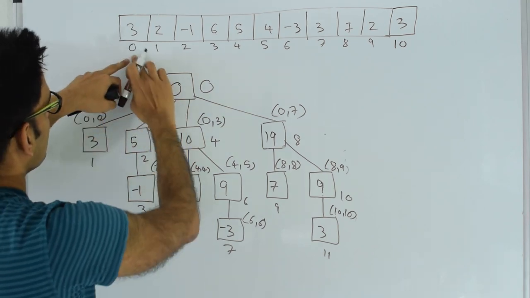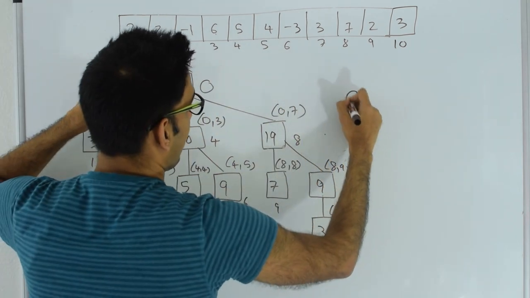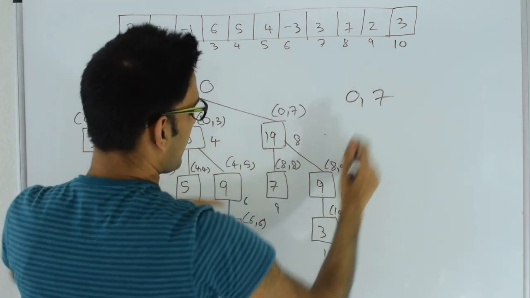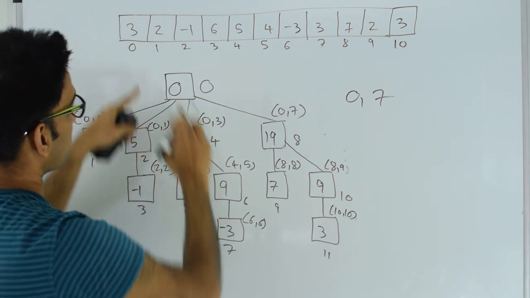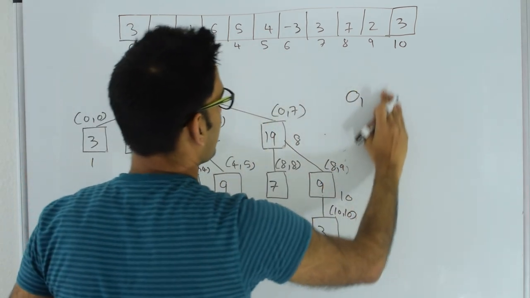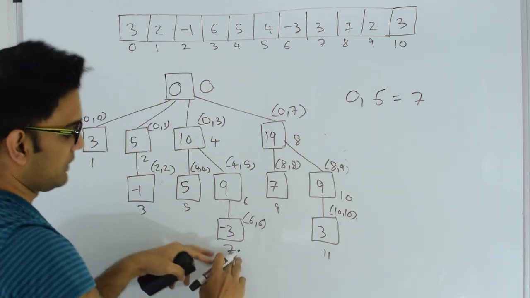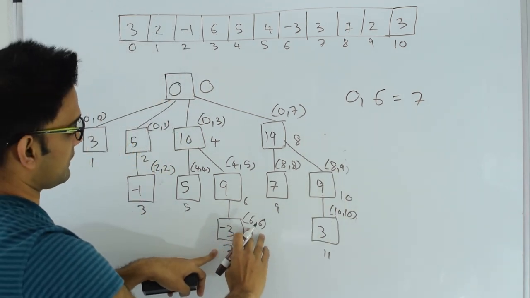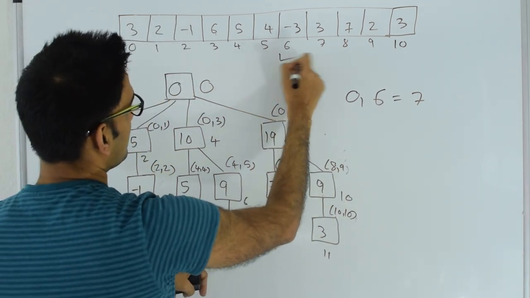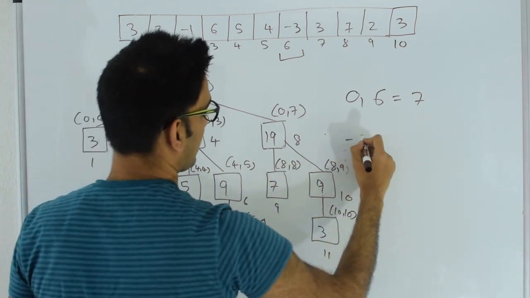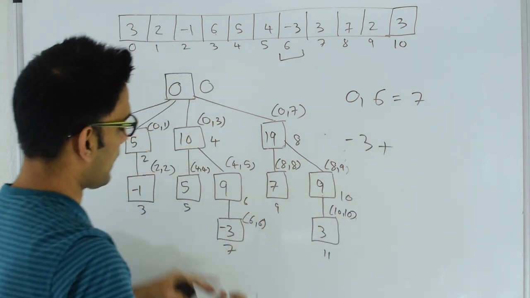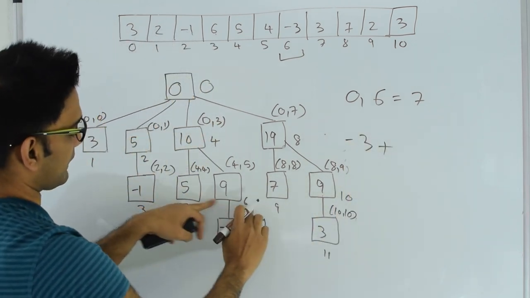Let's look at another example. I was trying to get a sum from 0 to 6, for example. So I'll start from the 7th index. 7 stores a sum of 6,6. So this is coming from 7, so that's minus 3. Then I go to its parent, so that's 6.